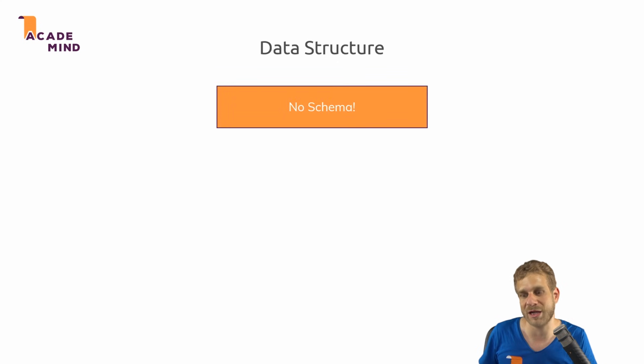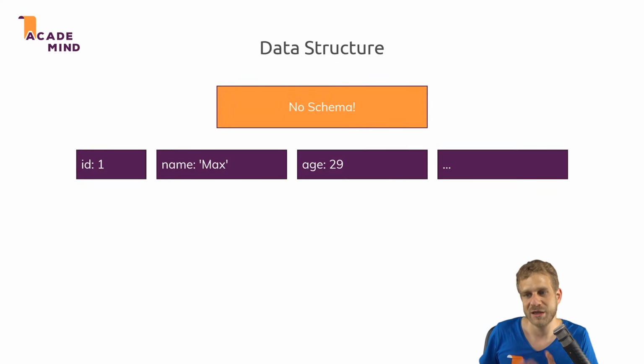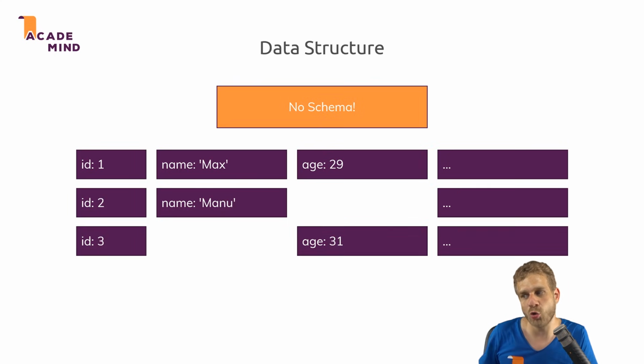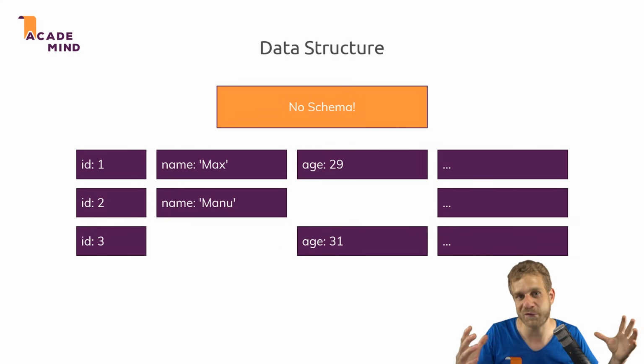There is no schema implied on you. So you could have this document in a collection, but then also this one where you got no age, or this one where you got no name. And it's not just that you say the value is null, you can really have totally different documents in one and the same collection.